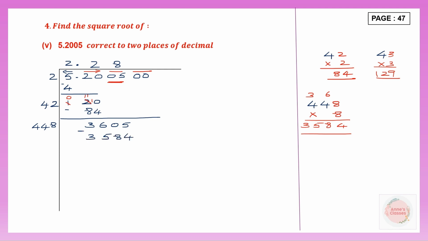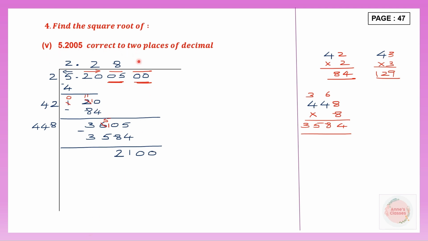3584. Minus: 5 minus 4 is 1. Now I need to borrow from here. So this is 5 and this is 10. 10 minus 8 is 2. Bring down the next pair, that is 2 zeros. So let me write 2 zeros here. So this number now becomes 2100.